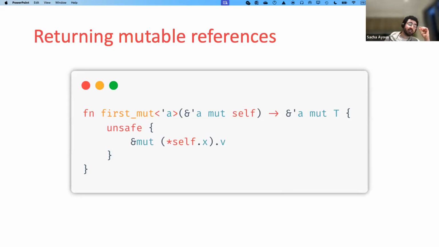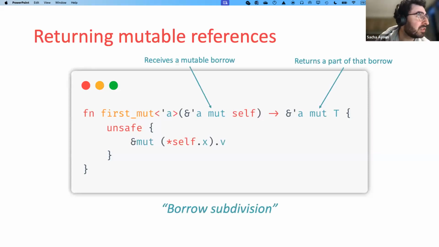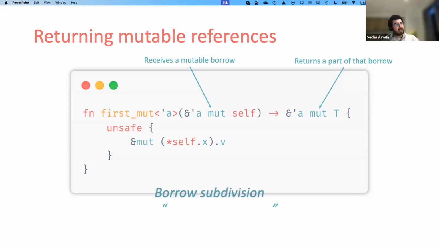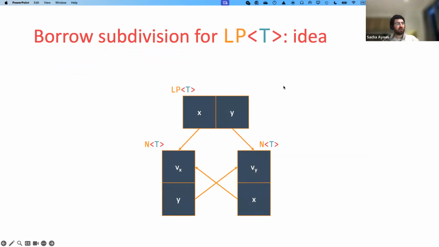So what's happening here, if you take the first mute, so it's equivalent to what happens in an index mute function in a vector, or really it's called first mute, I think, in the linked list, is you receive a mutable reference and you return a part of that mutable reference. So that's called borrow subdivision. Basically here, you're receiving a mutable borrow to the entire thing, and you want to return a mutable reference to just that cell here. So what do you need to prove? What you need to prove is that you can replace this Vx with any other value, and that will not break the invariant.